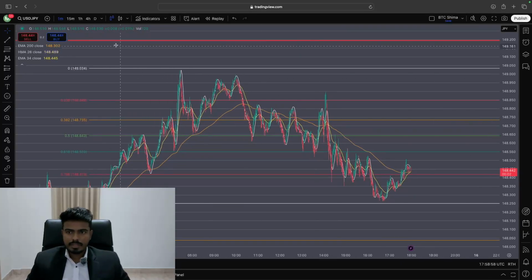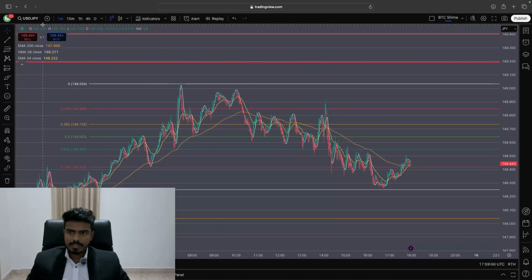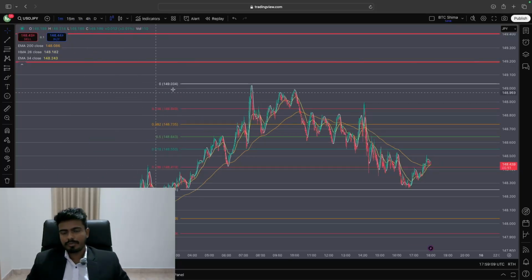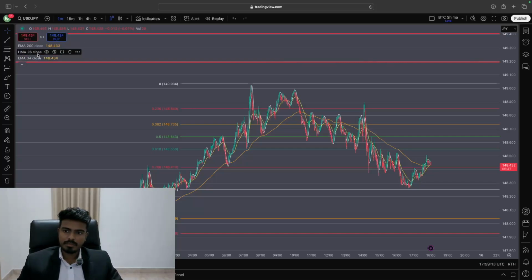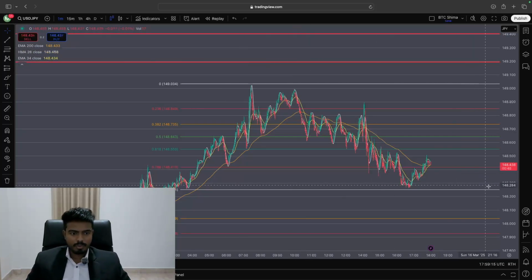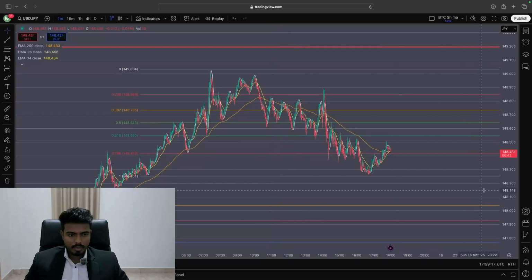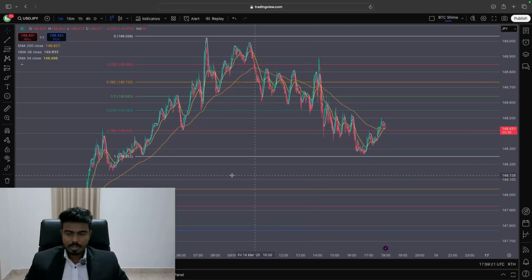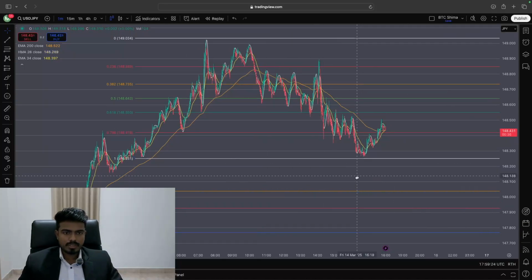So here I am using US dollar versus Japanese yen chart. As you can see, I am using 1 minute. You can choose 1 minute, 15 minutes, 1 hour, whatever you like when you're trading. And also I am using 3 indicators: EMA 200, HMA 26, EMA 34. I will tell all those details in a later part of my video. And also I am using Fibonacci tools.